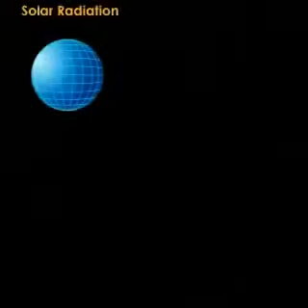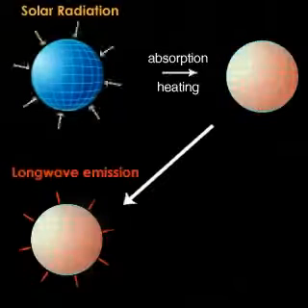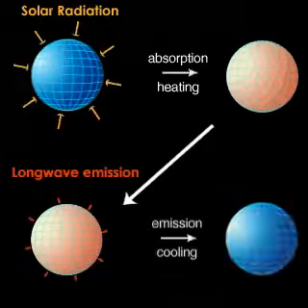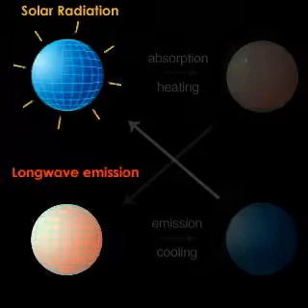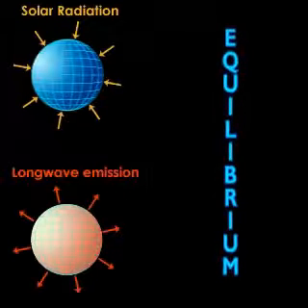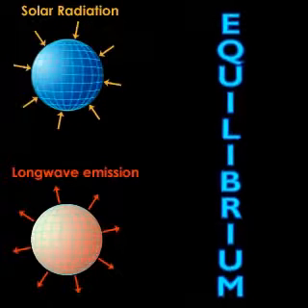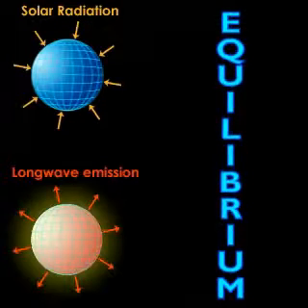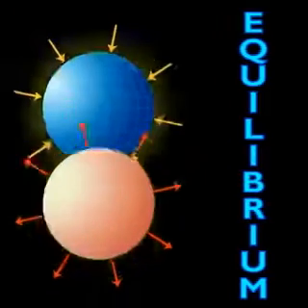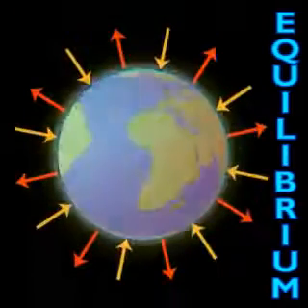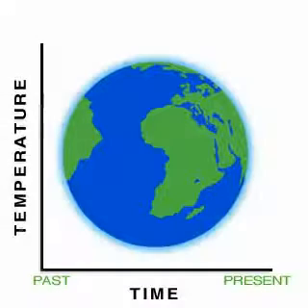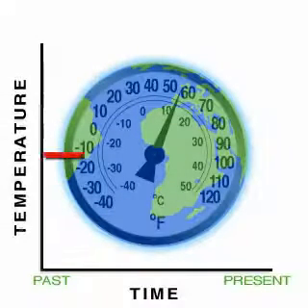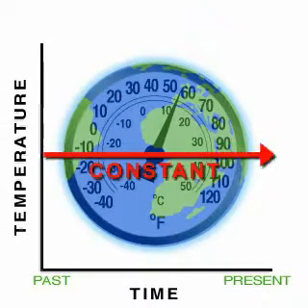This dynamic physical process of absorption and emission and resultant heating and cooling creates what is known as a state of equilibrium. The term equilibrium describes a stable condition where all of the influencing factors are in balance and so cancel each other out. Because of this equilibrium, the temperature of the Earth has been relatively constant over time.